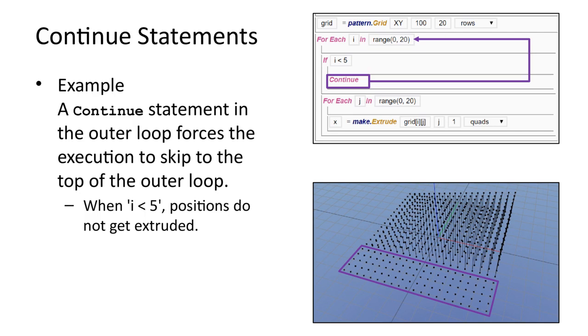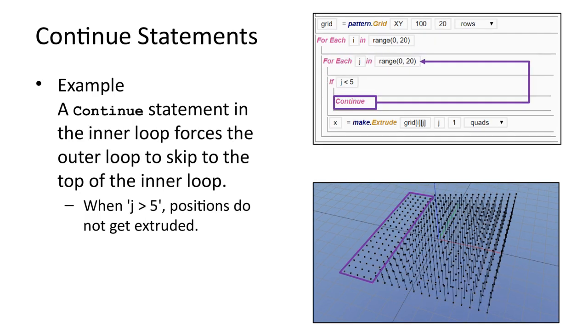Here is another example. The outer loop starts to execute, but the variable I will have a value less than 5. Each time this happens, the continue statement kicks in. When the statement is executed, execution will return to the top of the outer loop. You can see that in the model, the positions in the bottom rows are not extruded. This is because these rows have an I index that is less than 5.